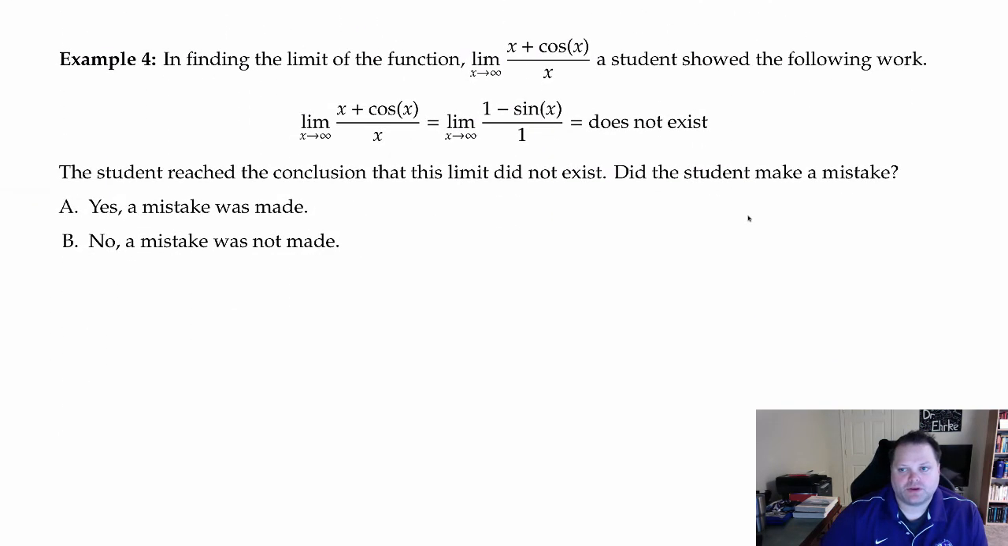All right, so here's a question that I like for L'Hopital's rule to make sure that you understand when you can and can't use L'Hopital's rule. So suppose a student was tasked with finding the limit as x goes to infinity of this ratio, and this was the work that they showed. The student reached the conclusion that the limit did not exist. Did the student make a mistake? So yes, a mistake was made, or no, a mistake was not made.